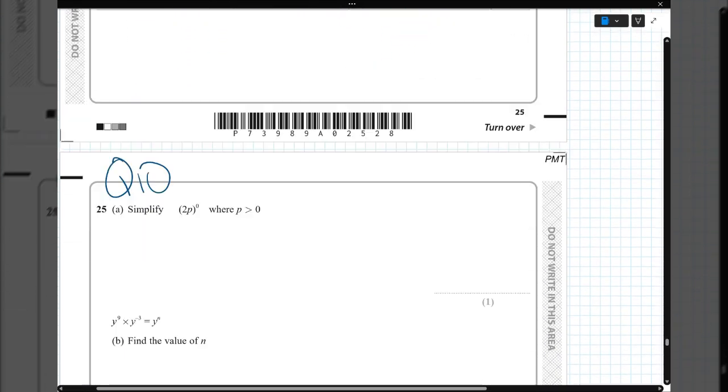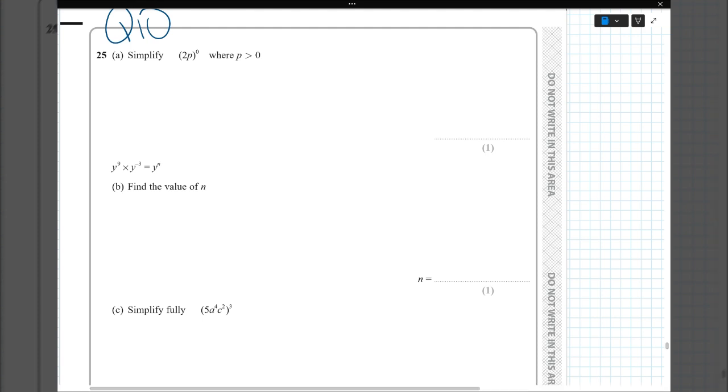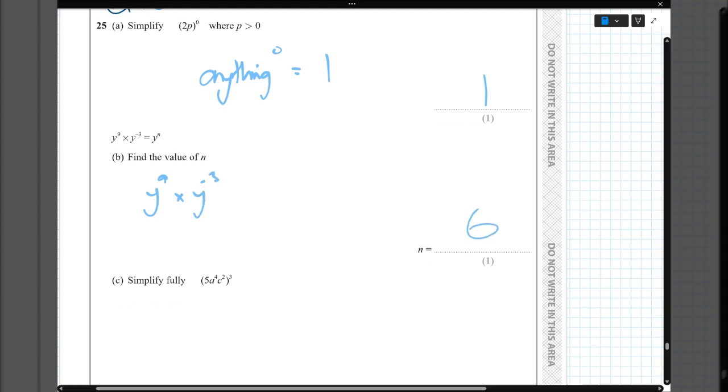Okay, so next question, question 10. Right, simplify 2p to the power of 0. So all of it is in that bracket, and anything to the power of 0 is equal to 1. Next question, y to the 9 times y to the minus 3. When we are multiplying, we add those powers together, so n is 6.